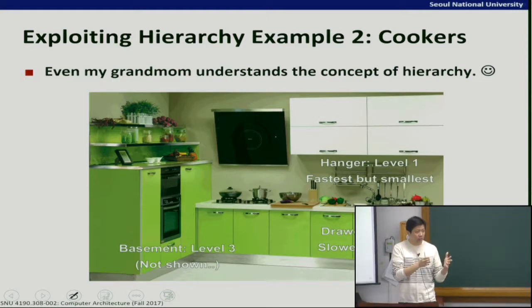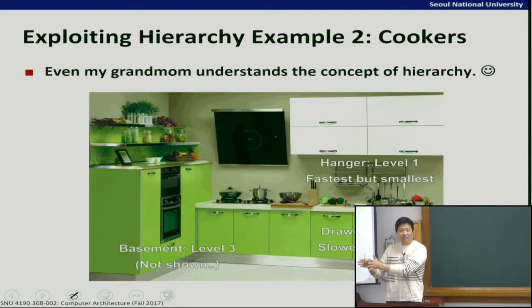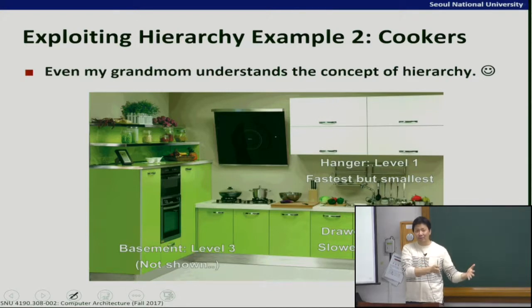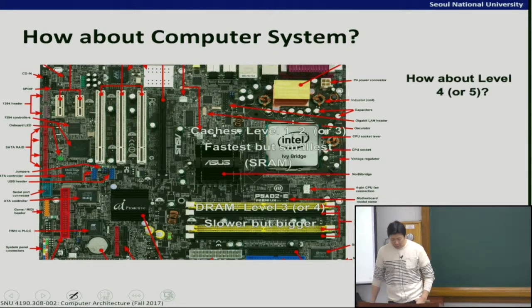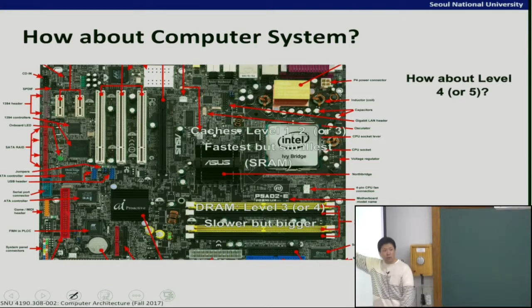The general rule is you put the most frequently used items into level 1, and the most infrequently used ones in level 3, right? And we can do the same thing for memory design. In a computer system, the cache memory on chip serves as level 1 and level 2 storage, in SRAM inside the CPU. And level 3 is DRAM. Is it level 3 or level 4? And level 5 is, what is level 5?